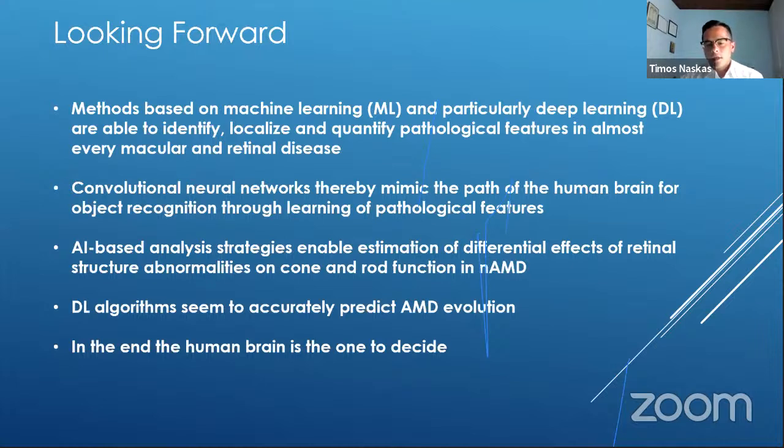But in the end, it is the human brain that is the one to decide how each patient will be treated. So in the end, no matter how much technology has evolved, it will never take the place and should never be let to take the place of a human in order to take decisions and make, most importantly, clinical decisions, especially in more advanced disease stages. So that would close my presentation.